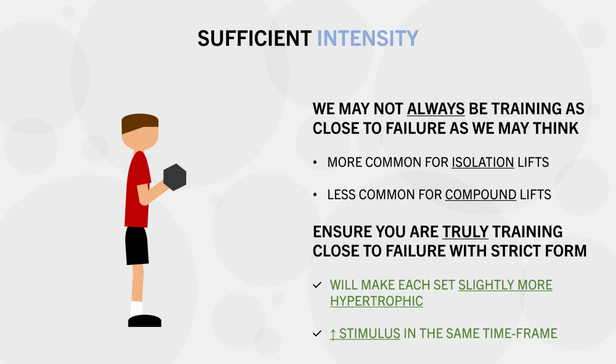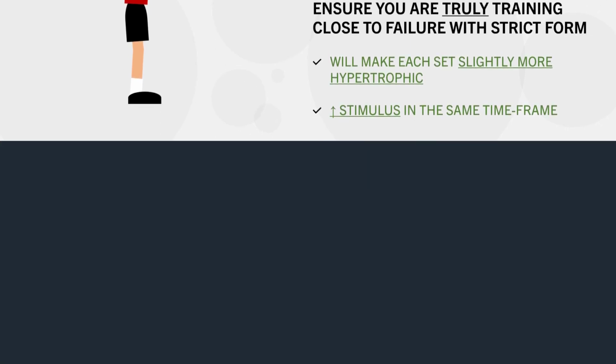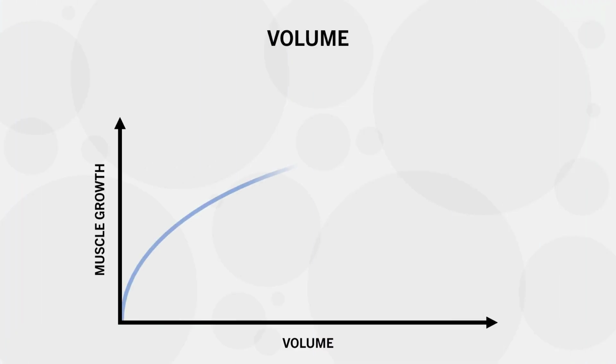Over time, as trainees become more experienced, they will likely become better and better at judging proximity to failure, improving their overall training efficiency. The second strategy to help make training more time efficient is to manipulate volume. This refers to the total number of sets performed per muscle group throughout the week. We generally find that more volume tends to result in greater muscle growth, assuming other variables are equated.